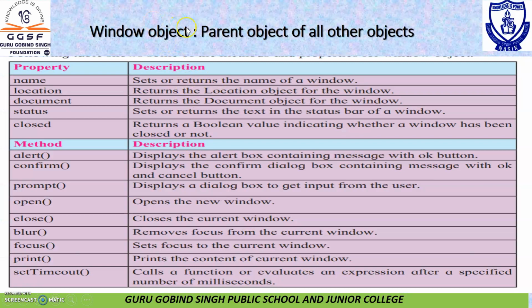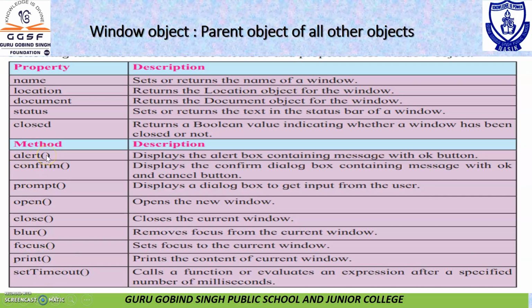Here the window object is the parent object of all other objects, as we have seen. Now the properties are name, location, document, status and close. These are the properties of the window object. Then the methods are alert, confirm, prompt, open, close, blur, focus, print and setTimeout.